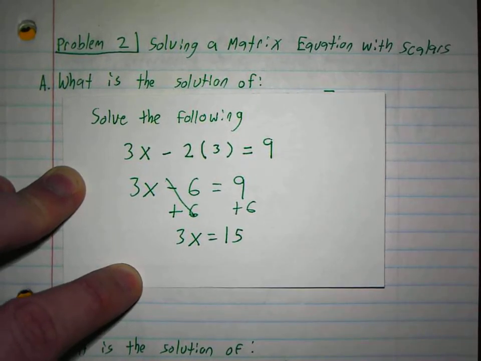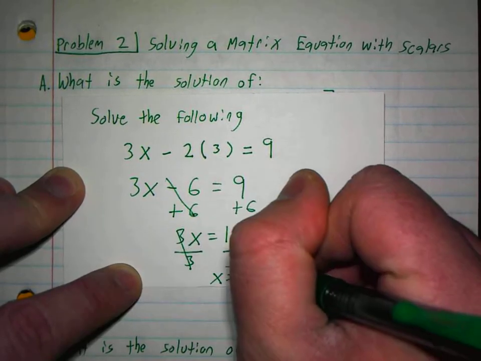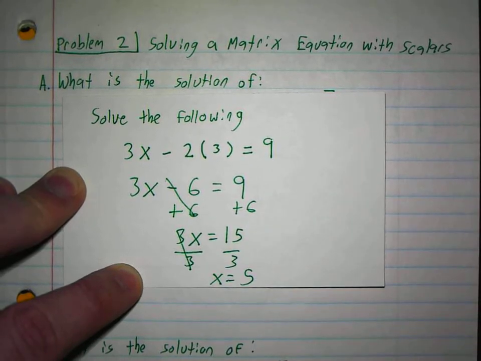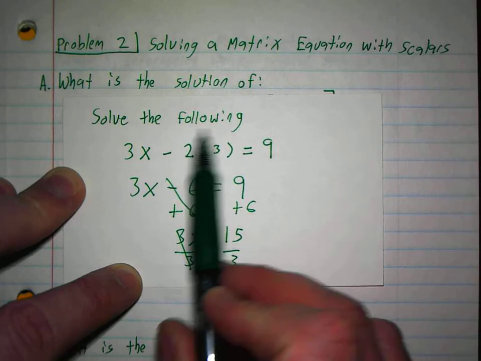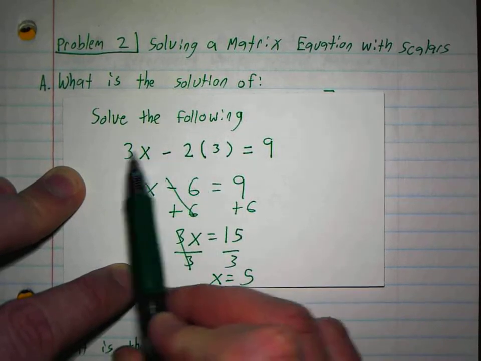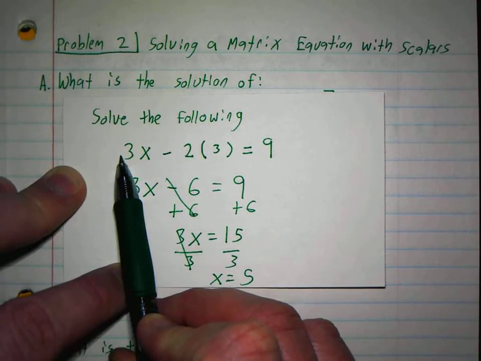And then you have 3 times x equals 15. You do what? Divide by 3. So x equals 5. So you're still going to do the same thing. You're still going to do the multiplication first, and then get rid of this, and then get rid of the number in front of the matrix.